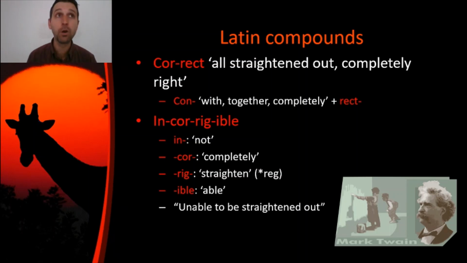So if you're incorrigible, you can't be corrected. You refuse to be corrected. We often use this in a playful way today. Like if a kid is being funny, we'll say, oh, that kid is incorrigible. Or if you're causing trouble, you're being incorrigible or something like that. But literally, it means unable to be corrected.